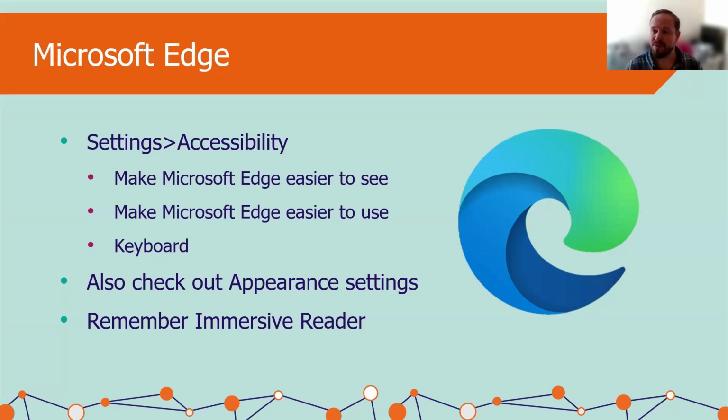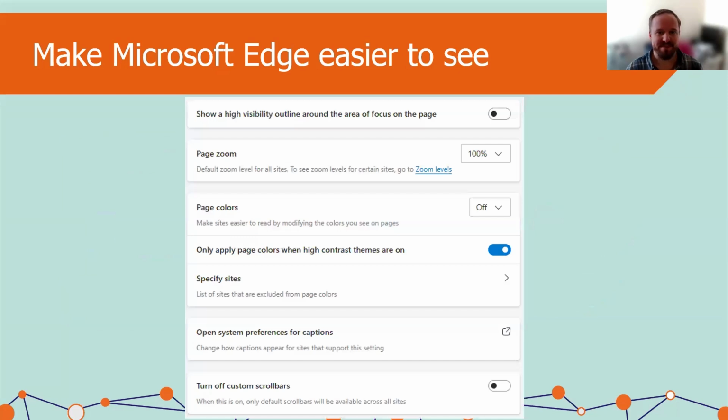And remember Immersive Reader, we've just gone through that. That's a really useful tool. It's available on Edge. So that means that if I go to a website, I can turn on Immersive Reader and then have that site read in that accessible format.